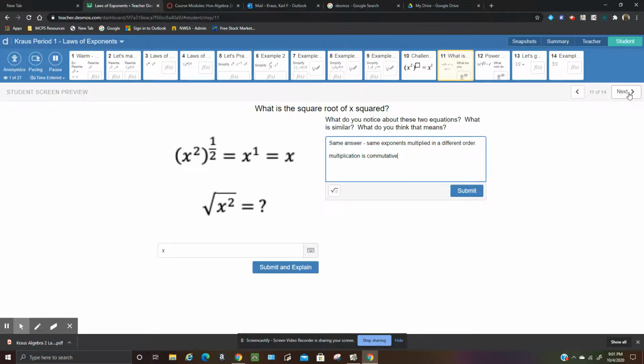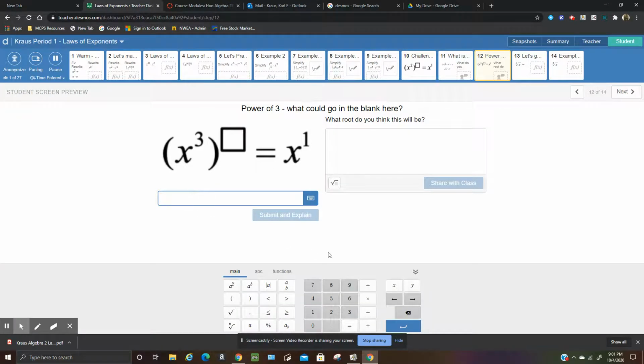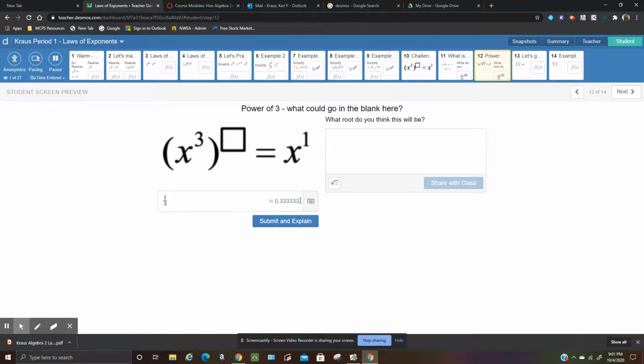And then the next slide, 12. What goes in there is a 1/3. And don't ever do this. Don't write it like that. It's just because I type 1/3 in and the calculator's giving me the approximation for that. Is a cube root.